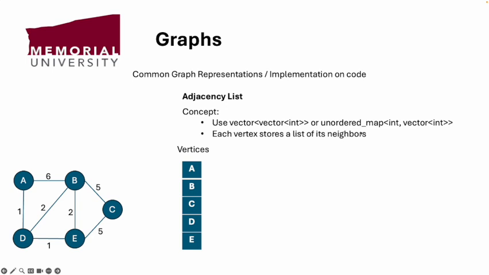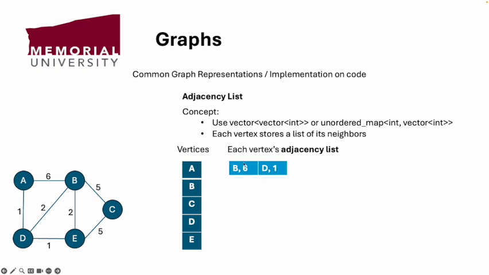And then for each vertex's adjacency list, we need to find the neighbors. For example, the first one, A, what are the neighbors? A and B have a connection, and A and D have a connection. So for A, they have B and D. For B, the weight is 6, and for D, the weight is 1.